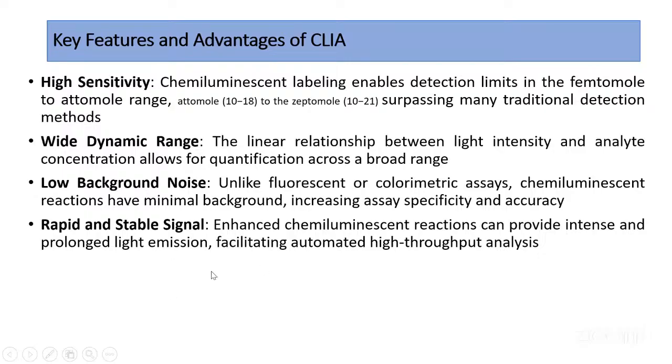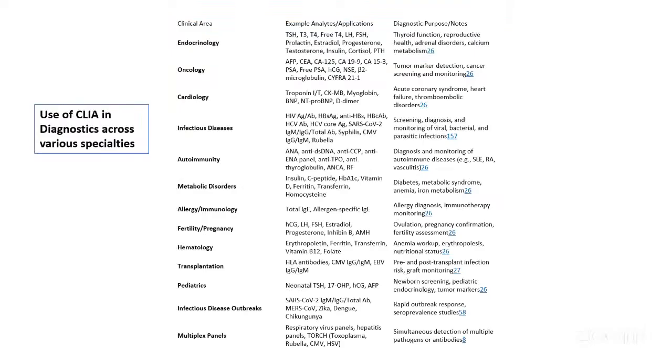So low background noise. And the rapid and stable signal, because the enhanced chemiluminescent reaction can provide an intense and a prolonged light emission. And this is a very good property of acridinium ester. It provides an intense and a prolonged light emission. So that is why, as we'll see, in an electrochemical reaction, it gives a very good specificity.